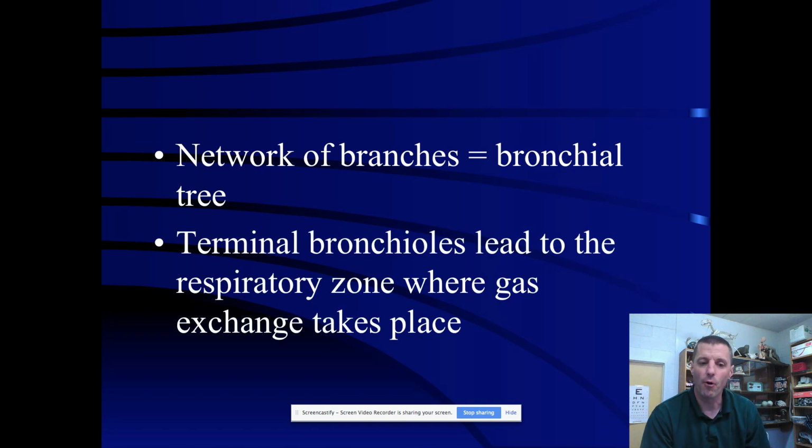The terminal bronchioles lead to the respiratory zone, where actual gas exchange takes place. So the air to this point has entered the nose, trachea, primary bronchi, and secondary and tertiary bronchi. Now it's gone from what we would call pulmonary ventilation coming in to what's called external respiration, and external respiration means exchange of gases with the air from the outside.